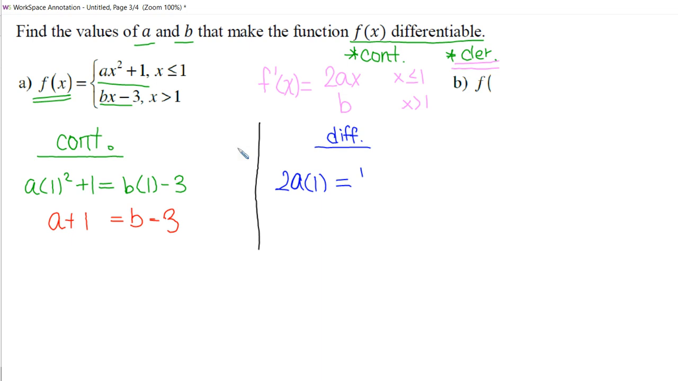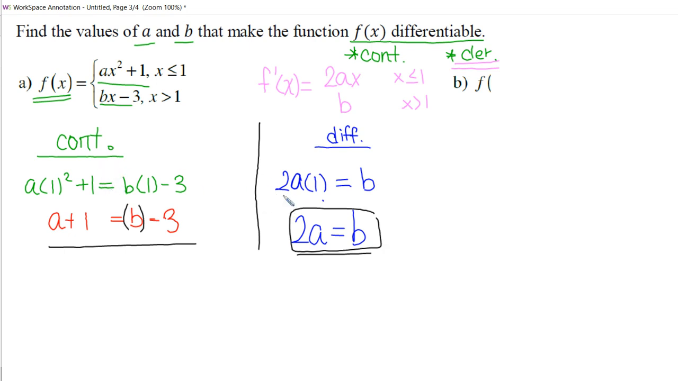That means the derivative from the left should match with the derivative from the right. So this gives you 2a equal b. Now once we get here, we're taking a look at both of these. What can we do to both of these in order for us to find a and b? In class, we talked about that we would substitute. We see that b is 2a. So wherever the b is, we're going to substitute that with 2a.